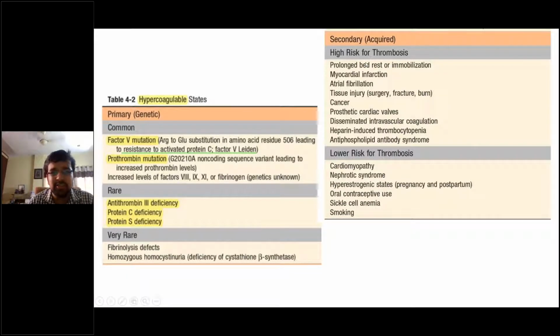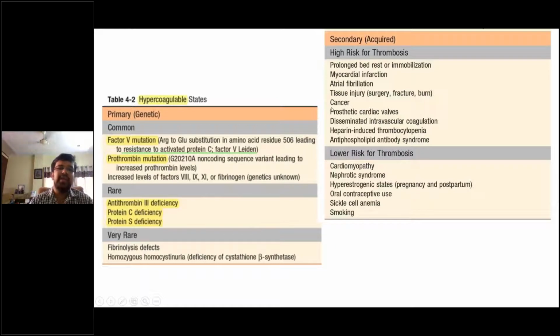Then myocardial infarction, congestive heart failure. So basically in these things, the venous return would decrease. Atrial fibrillation is a very important cause for thrombosis. Then tissue injury like surgery, fracture, burns. Now basically these surgery, fracture, burns, these conditions will obviously make the person immobilized for a long time. And also they have these things directly inside the vascular system. They directly result in increase of tissue factor and procoagulants, and this leads to increase in thrombosis.